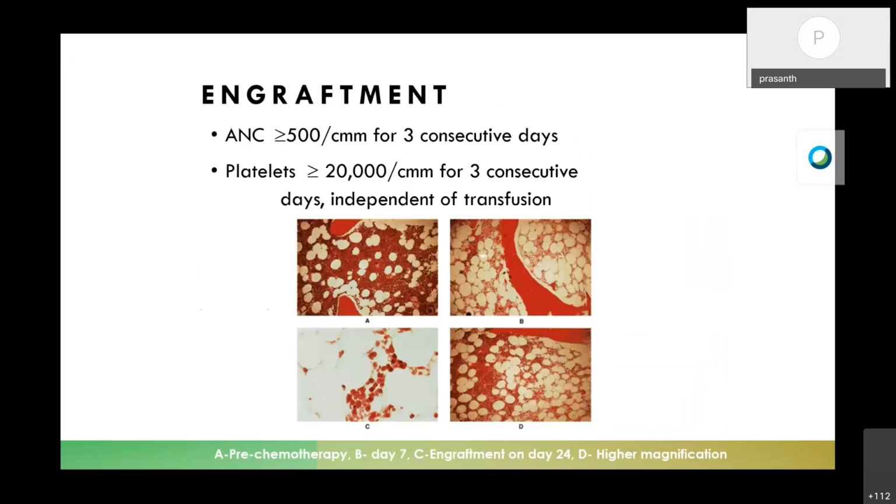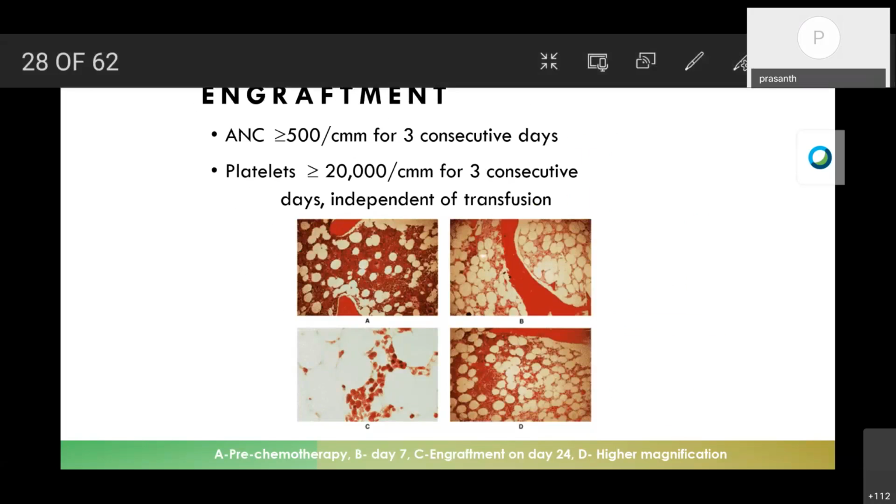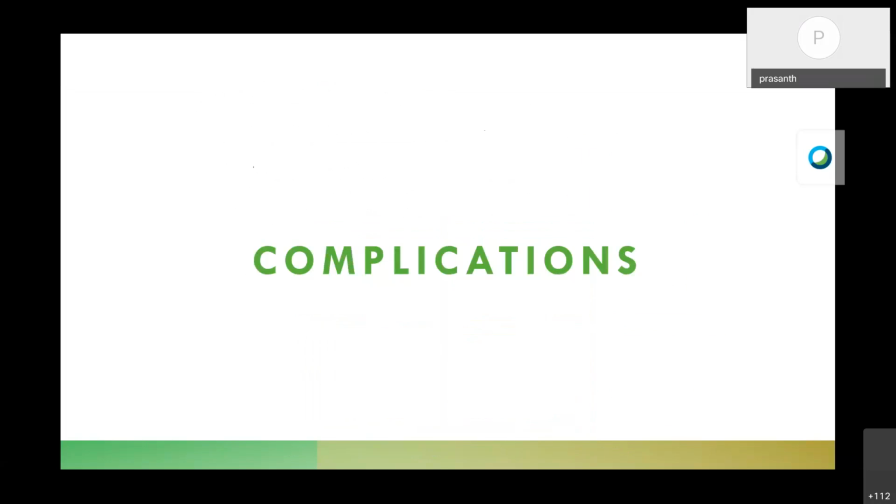So we generally define engraftment as a neutrophil count of more than 500 for 3 consecutive days and platelets more than 20,000 for several days and remaining transfusion free.